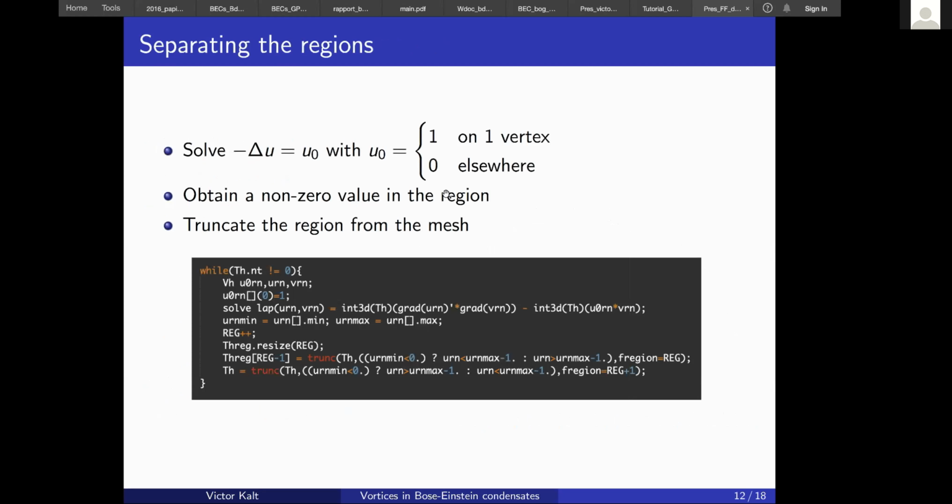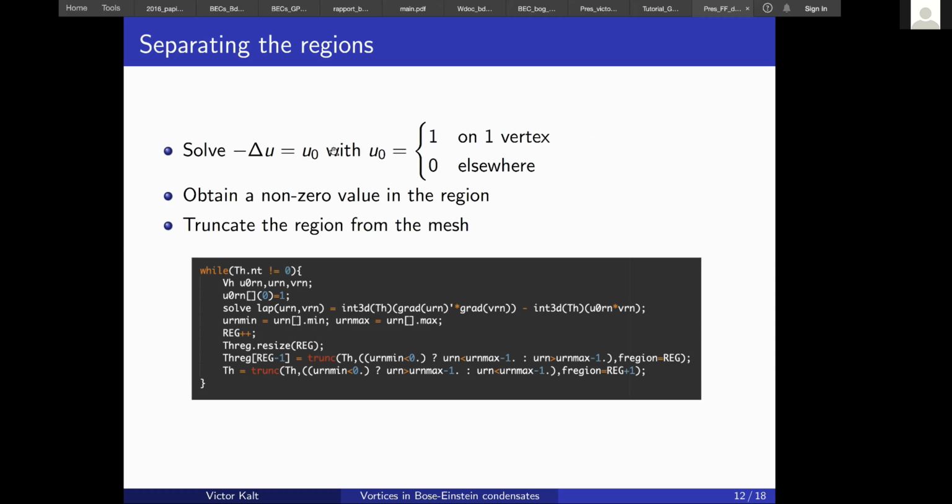So now the second interesting part is the separation of the regions. To do that, we solve the Laplacian equation, so minus Laplacian of u equals u0, with u0 being 1 in one vertex and 0 elsewhere. So when we do that, we obtain a solution that is non-zero in the region, the connected part of the mesh, where we put the one vertex to 1, and that is 0 in other regions. And we use Neumann boundary conditions.